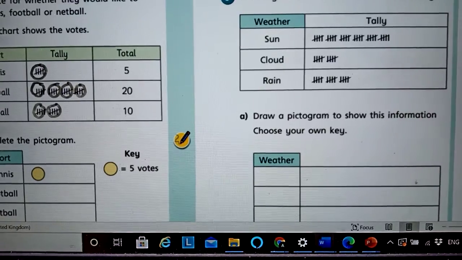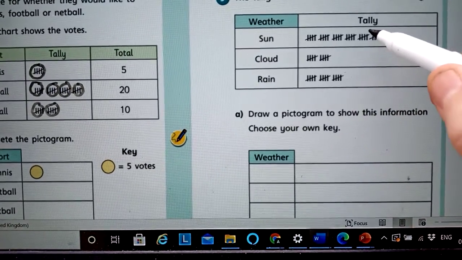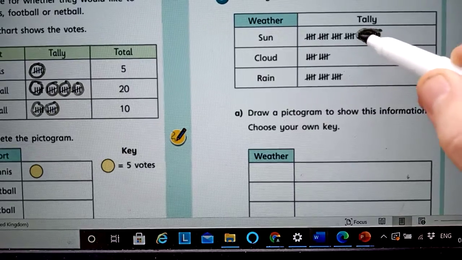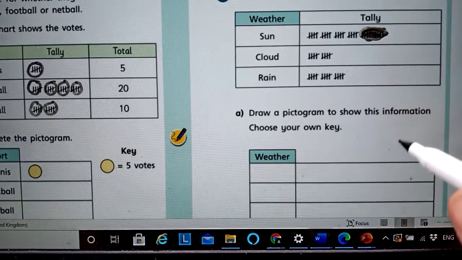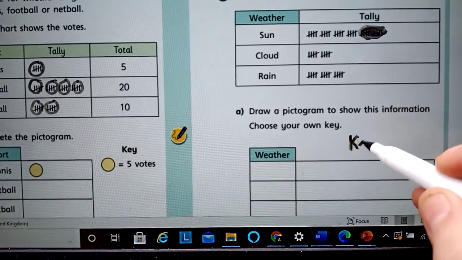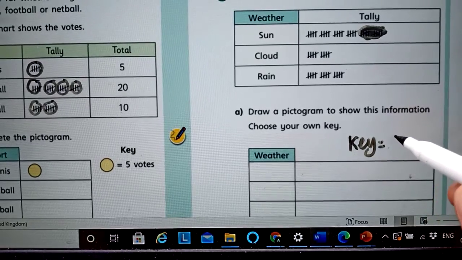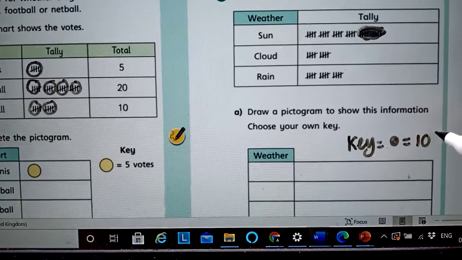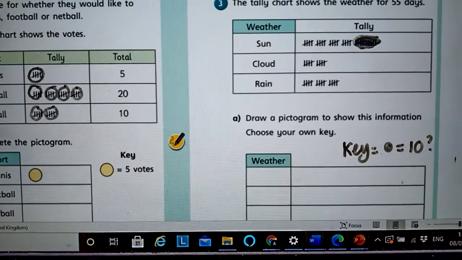Or you might not put them in bundles of 5, Arnaby. You might put them in bundles of 10. I have like a long one. Okay, so you've got to make your own key. So I wonder what key you'll use. Maybe a circle equals 5, a circle equals 10. I don't know. You have a go. Okay, hope this helps.